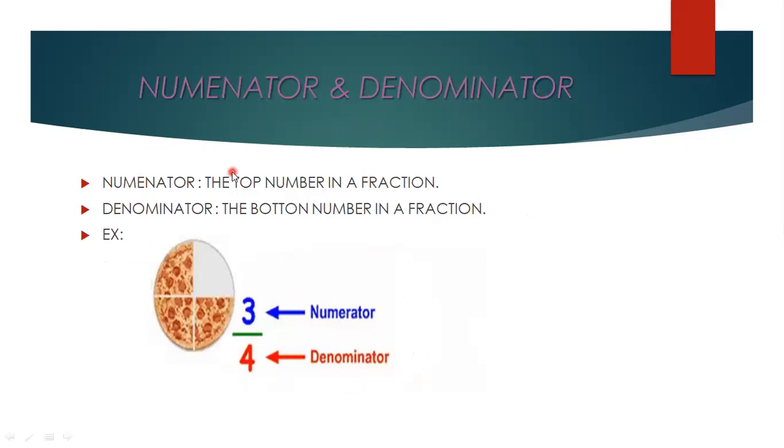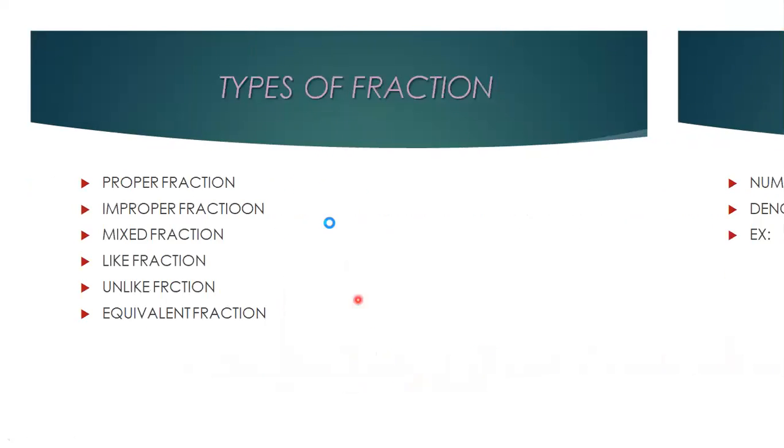Numerator and denominator. Numerator, the top number in a fraction. Denominator, the bottom number in a fraction. See now here 3 by 4. So now this one, the top one. Here 3 is called the numerator and 4 is called the denominator.